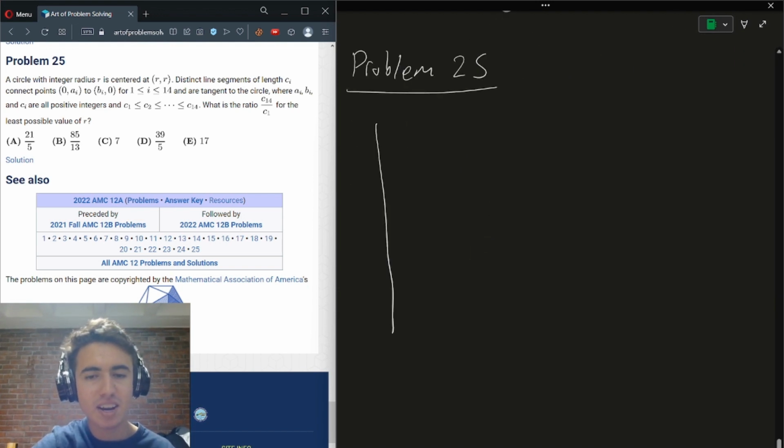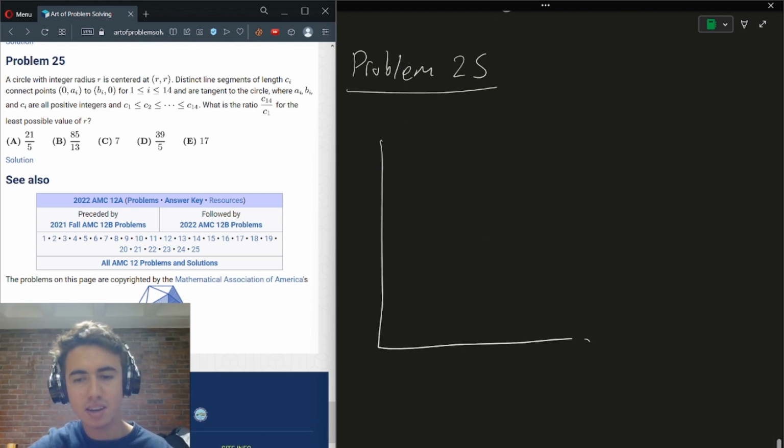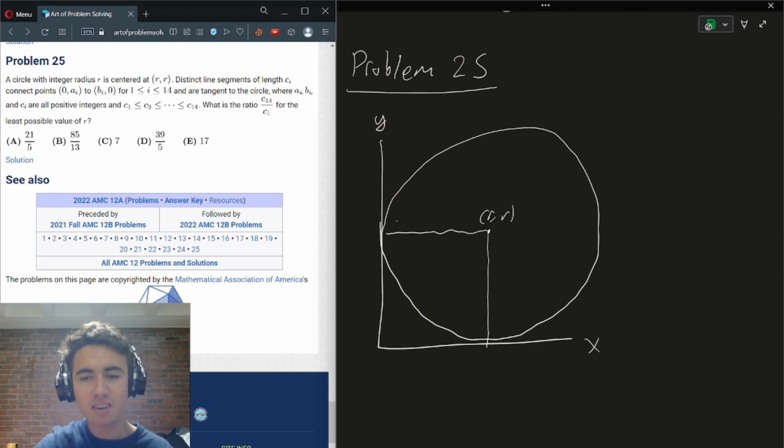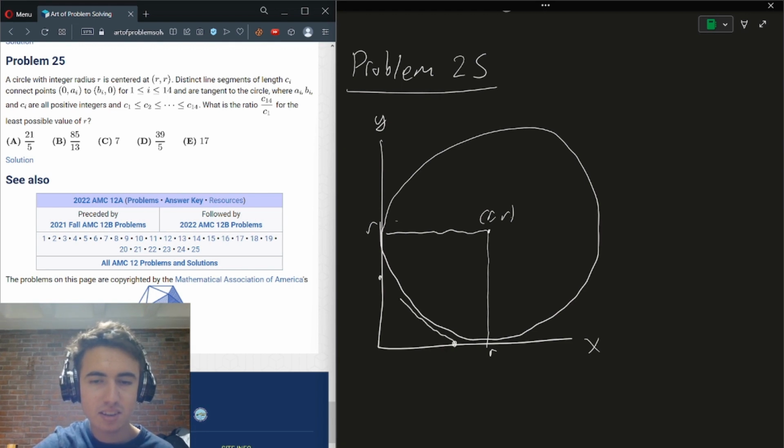So we have the x and y axis, and then we'll have a circle at r. Let me just draw some lines here, and then we'll have this big circle. Finally, we're considering every single line segment that is at integer coordinates, like here and here. Let's pretend these are random integers. This would be bi, and this is ai.